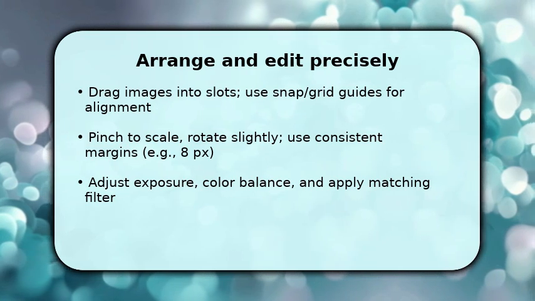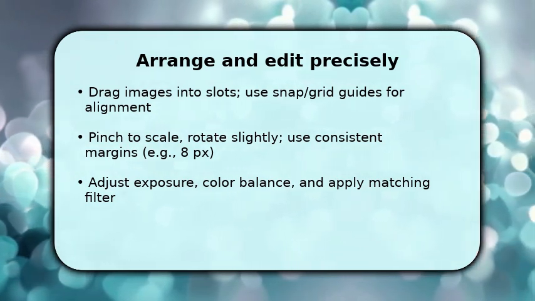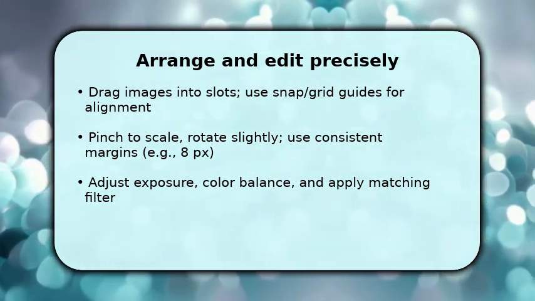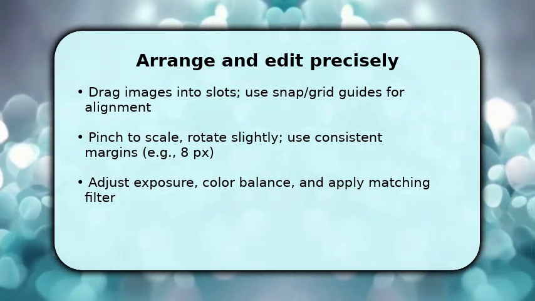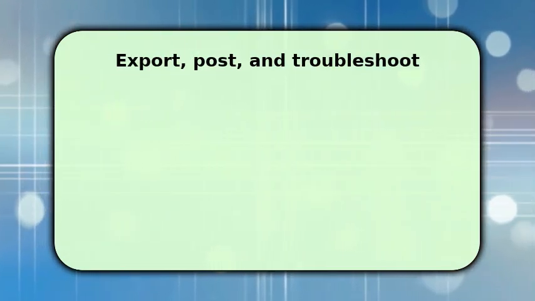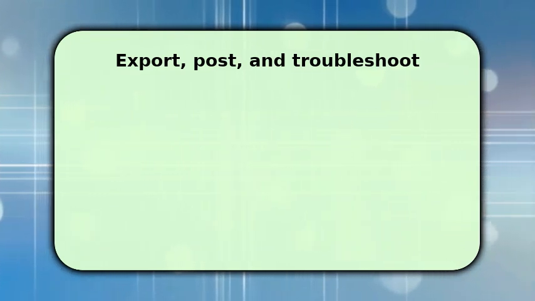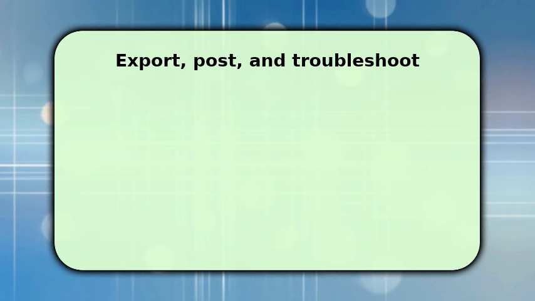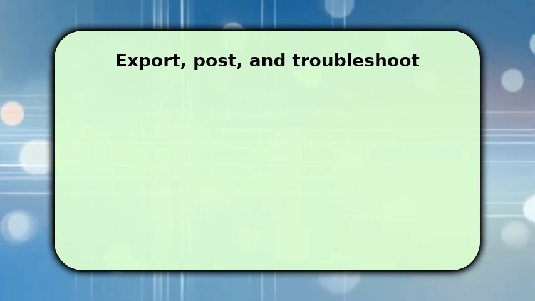After composition, make matching edits: exposure, white balance, and one shared filter to ensure your set reads as a cohesive post. Save drafts as you progress. Finally, export your finished layout at full resolution using JPEG or PNG with high quality so Instagram doesn't compress details excessively. If you're posting a sliced grid, export each slice in order and upload them as separate images so they display correctly on your profile.